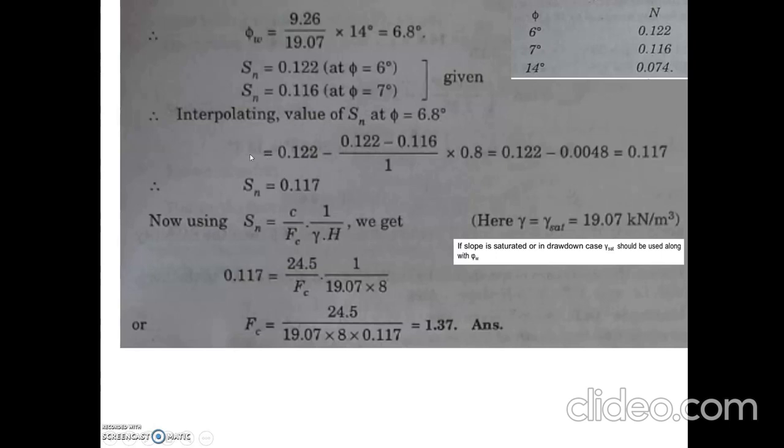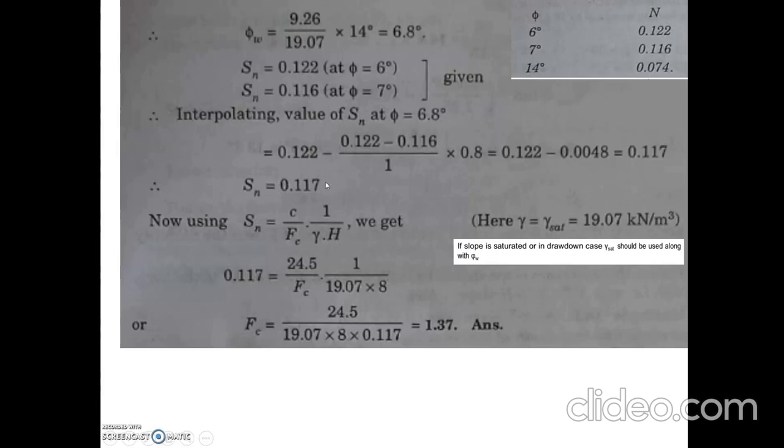So the equation used for finding Sn is 0.122 minus (0.122 minus 0.116) divided by 1 into 0.8, which gives us the value of Sn equal to 0.117. This value we get by interpolating.